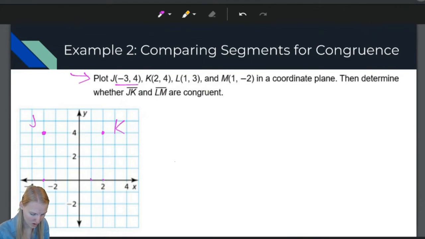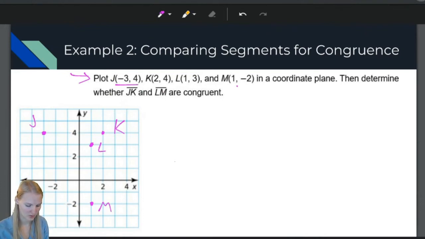L is at 1, 3. And M is at 1, -2. Okay, so I plotted all the points. Oh, whoops, I didn't label them. This is L. This is M. Make sure you label your points so you know what you're looking at.